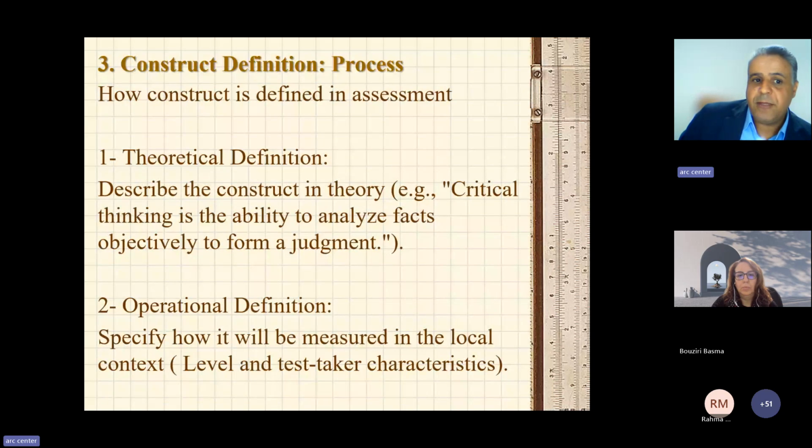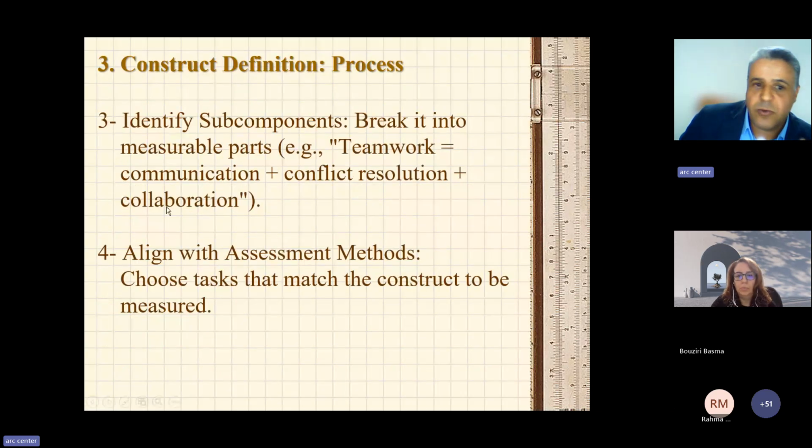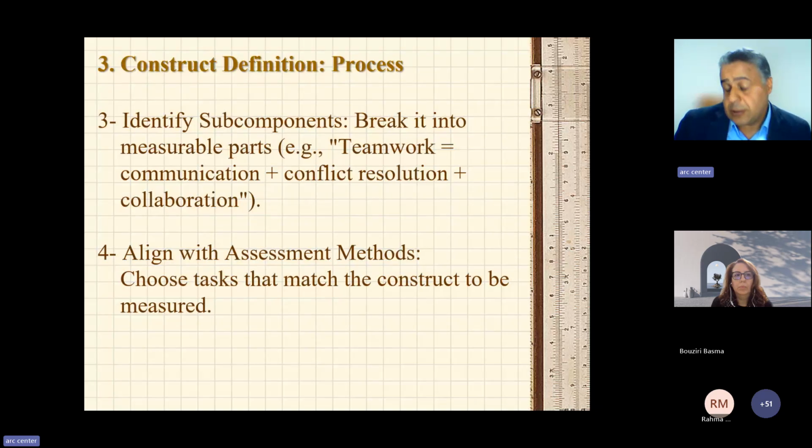Now, the third step is identifying the subcomponents. Here you take the construct and break it into measurable parts. For example, teamwork includes communication, conflict resolution, and collaboration. So when I administer my test to measure the construct of teamwork, I will give items in which learners communicate. I will give them a problem and a conflict, and ask them to resolve the conflict. Then I will give them tasks in which they will be obliged to collaborate. In this way, I will be able to measure the construct of teamwork.